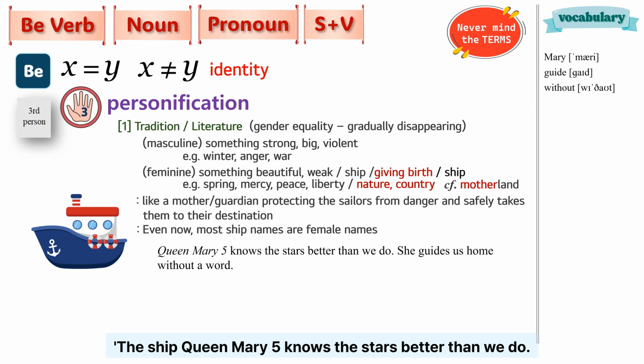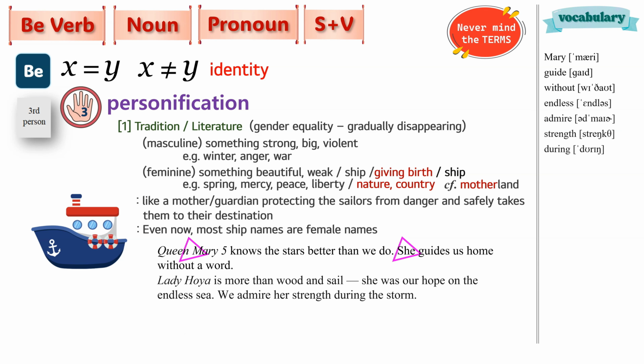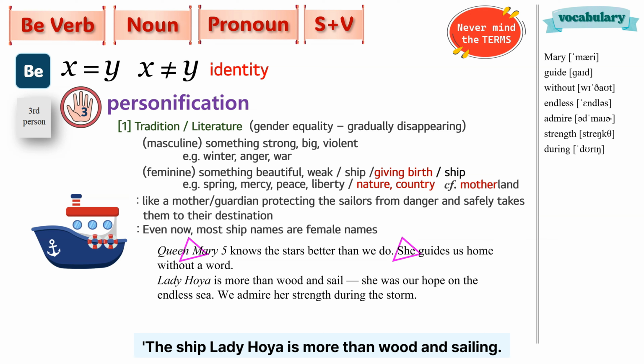The ship Queen Mary 5 knows the stars better than we do. She takes us home without one word. Notice the name is Queen, not King. The ship Lady Hoya is more than wood and sailing.